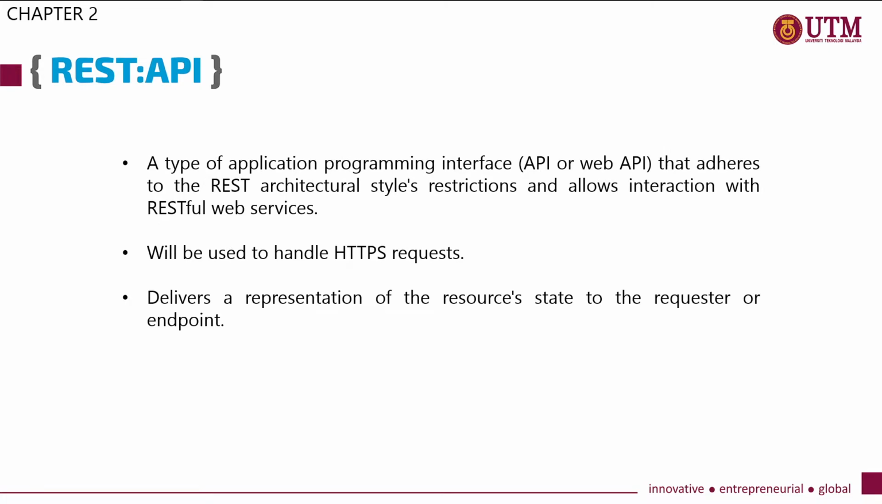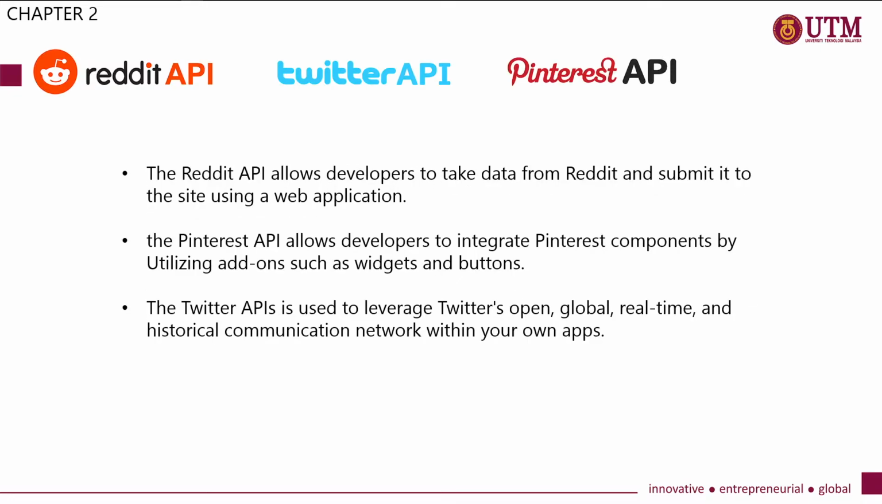REST API is a type of API that adheres to the REST architectural style restrictions and allows interactions with RESTful web services. This will be used to handle HTTPS requests. Now, Reddit API, Twitter API, and Pinterest API essentially do the same thing. They pull content from their respective platforms to be used on the web application.